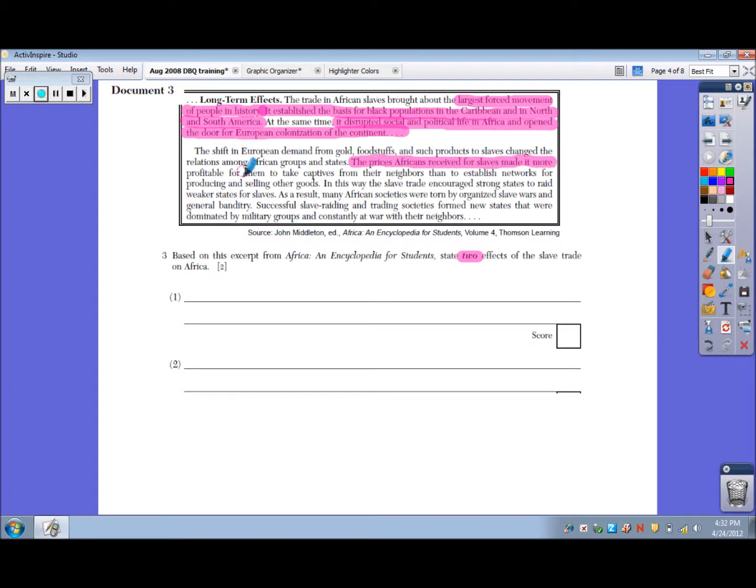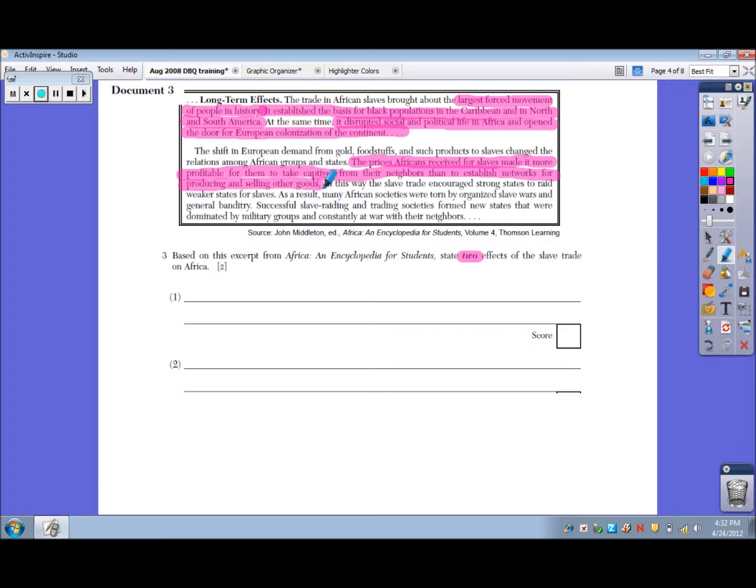Because remember, Africans were involved in this slave trade as well. Europeans paid African tribal groups to actually round up slaves for them. And if you read what you highlighted here, the prices Africans received for slaves made it more profitable for them to take captives than to establish networks for trade and selling other goods. So that's something we're going to come back to.